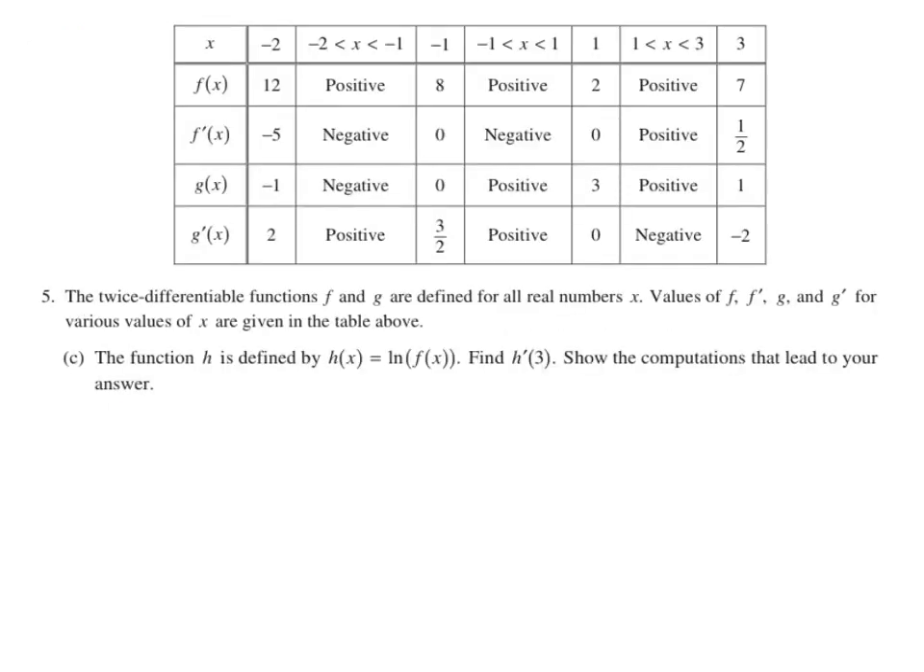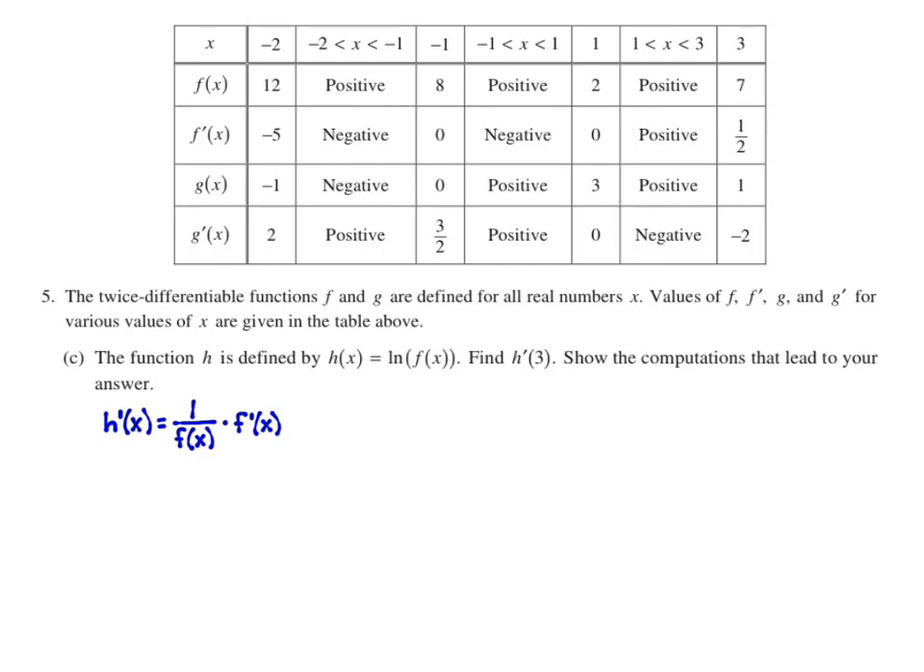Looking at part C, it says the function h is defined by h of x equals natural log of f of x. Find h prime of 3. So in order to do this, we need to take the derivative of h. So h prime is going to be equal to 1 over f of x times f prime of x, because the derivative of natural log is 1 over whatever the argument is, so it's 1 over f of x. And then we have to apply the chain rule because we have a function inside the natural log. We have to take the derivative of that. So that'd be times the derivative of f, or we'd say f prime.